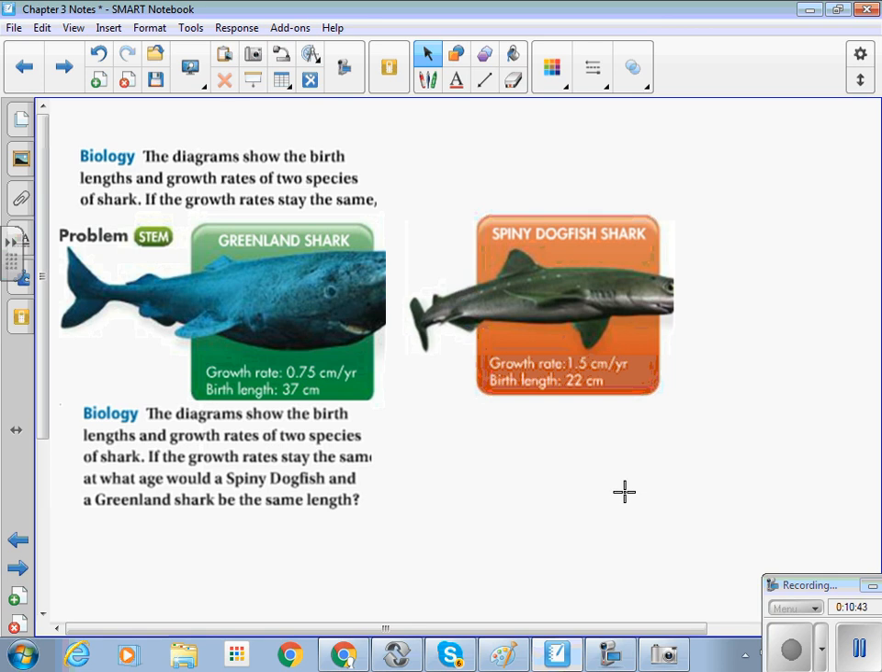All right, let's look at this word problem and see how to use this process with data and put it together and get an answer out. Okay, so the diagram shows the birth lengths and growth rates of two species of sharks.